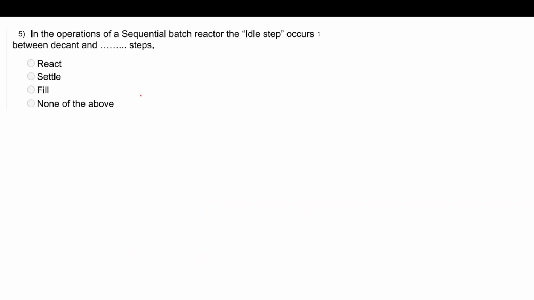In the operations of a sequential batch reactor, the idle step occurs between decant and dash step. Fill. Filling. Yes, so fill is the correct answer. So you can write the order as fill, then it will be react, then it will be settle, then it will be decant, then it will be idle.